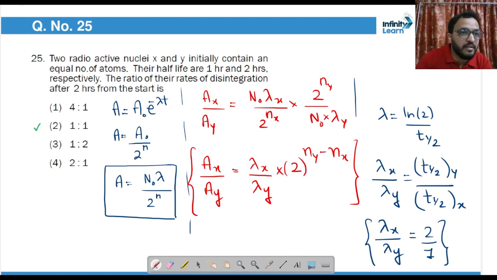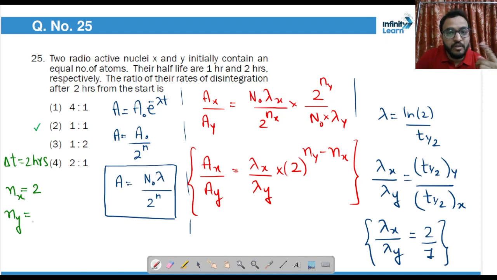Students, allow me to write it here. The total time is 2 hours. The half life for x is 1 hour, so in 2 hours, how many half lives are there? Two half lives. And for element y, the half life is 2 hours, so in 2 hours, how many half lives are there? One half life. So nx is 2 and ny is 1.